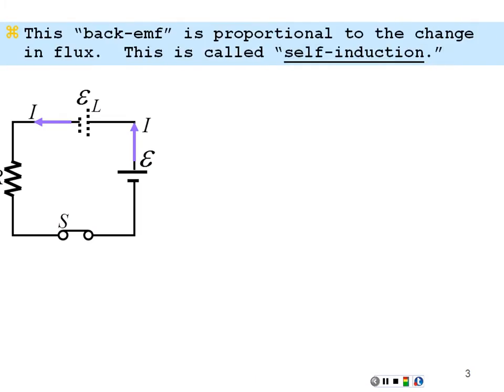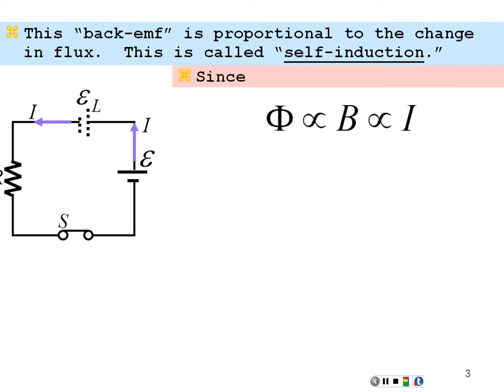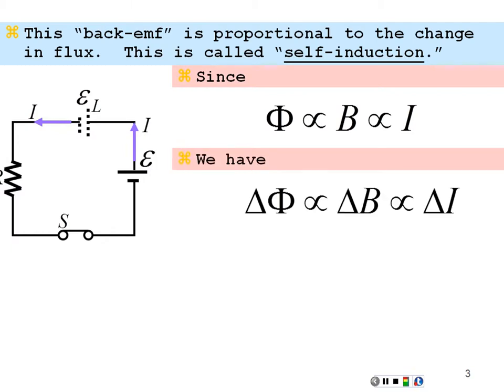We can think of it this way. This whole process with a back EMF that opposes the front EMF and momentarily is actually equal to the voltage of the battery, we call this self-induction. Since the flux is proportional to the magnetic field, and that in turn is proportional to the current, almost by the solenoid type equation, it would be true that the change in flux is proportional to the change in magnetic field, and in turn is proportional to the change in current.